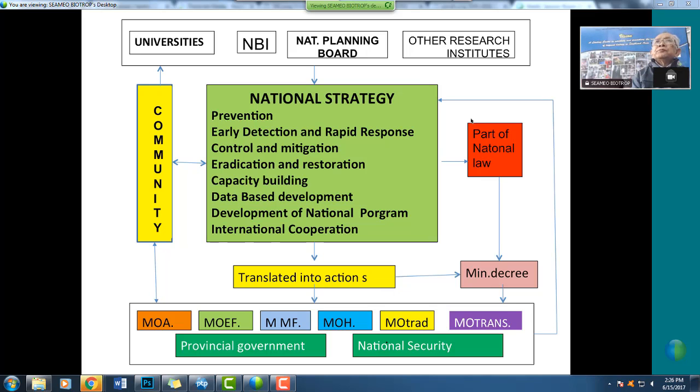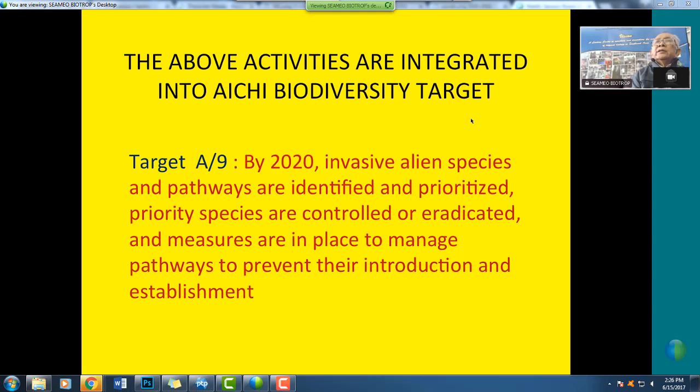Next slide. And those internationally is being integrated in the form of the Aichi Biodiversity Target number 9, which says that by 2020, invasive alien species and pathways are identified and prioritized. Priority species are controlled or eradicated, and measures are in place to manage pathways to prevent their introduction and establishment. And next slide.